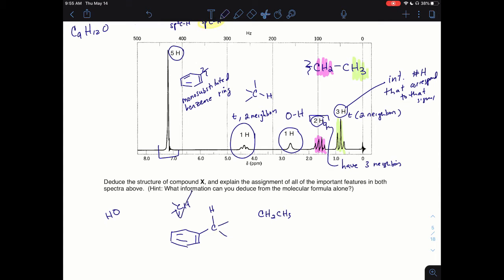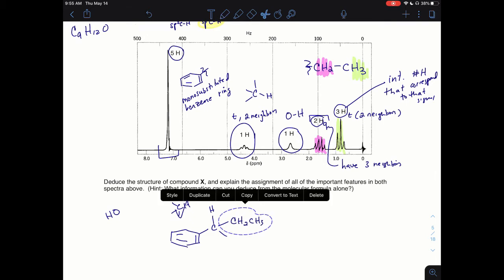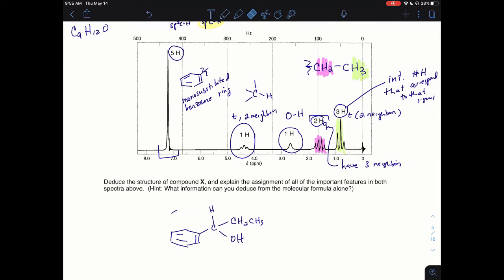Let's move that over there and connect it to that carbon as well because there's an open spot. And let's put the OH over there as well. And let's just see if this makes sense. We don't really have a lot of other options for connecting the dots here. Okay, we would have 5H at 7 for the aromatic protons.